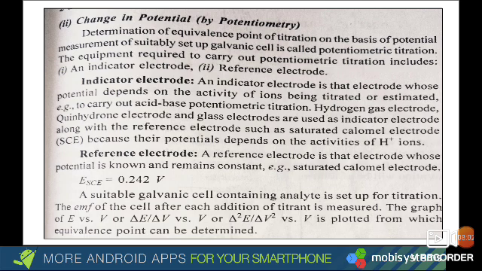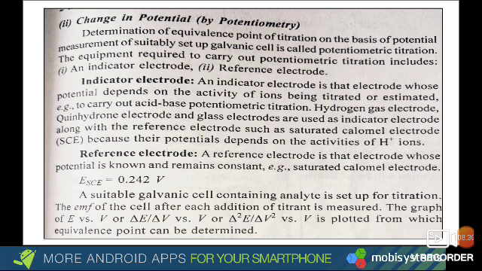Okay, so a reference electrode is that whose potential is known and it remains constant. What is its name? Saturated calomel electrode. Okay, so E means potential, ESCE means saturated calomel electrode. What is its potential, always? 0.242 volt. Okay, so it is always fixed and it is 0.242 volt.